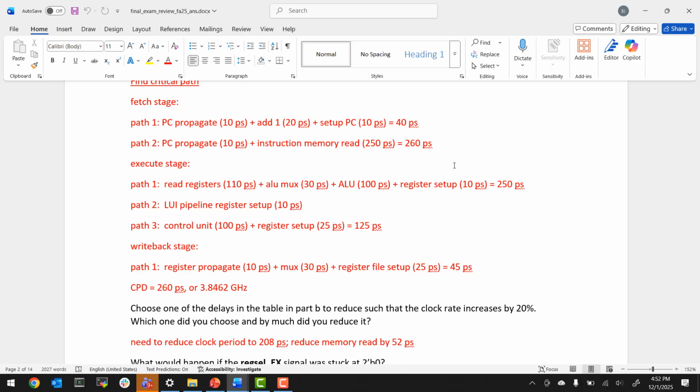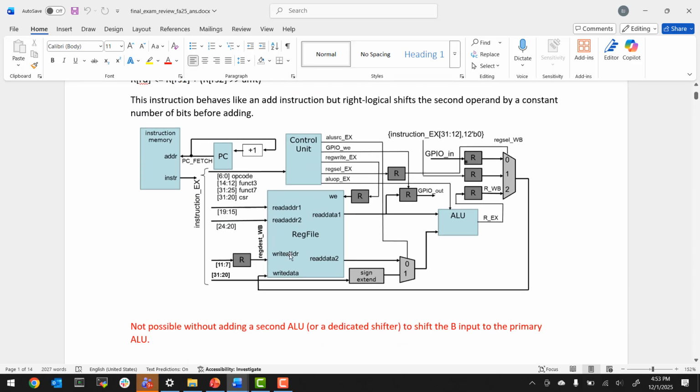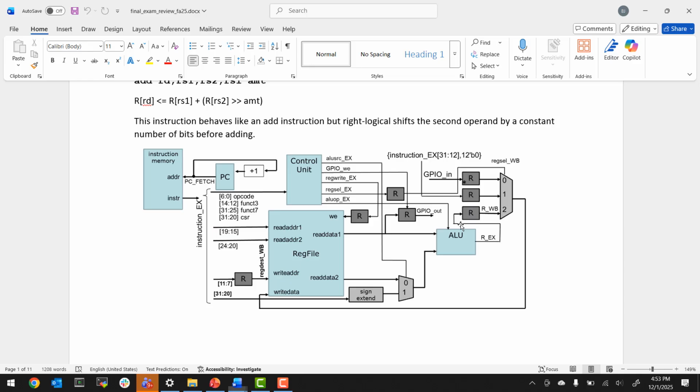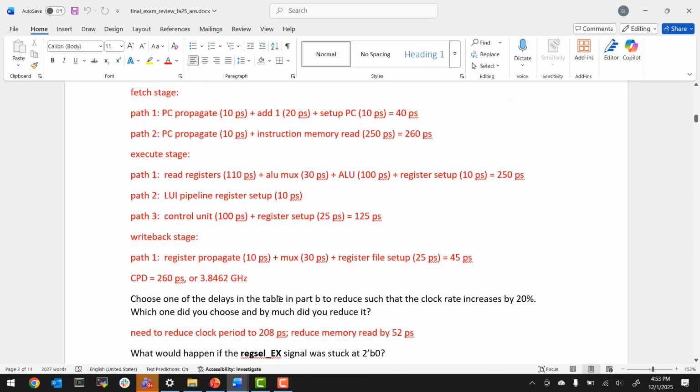So while that's happening in the execute stage, you got to read registers from the register file. You have to go through the ALU mux. Why? Well, because there's a mux there, right? This guy. Read registers, go through mux, go into ALU, then setup time. That's 250 picoseconds. Then there's the LUI pipeline register setup, which is real fast. Then you've got control unit decoding the instruction and sending the output of the control unit into a register, so that's 125.